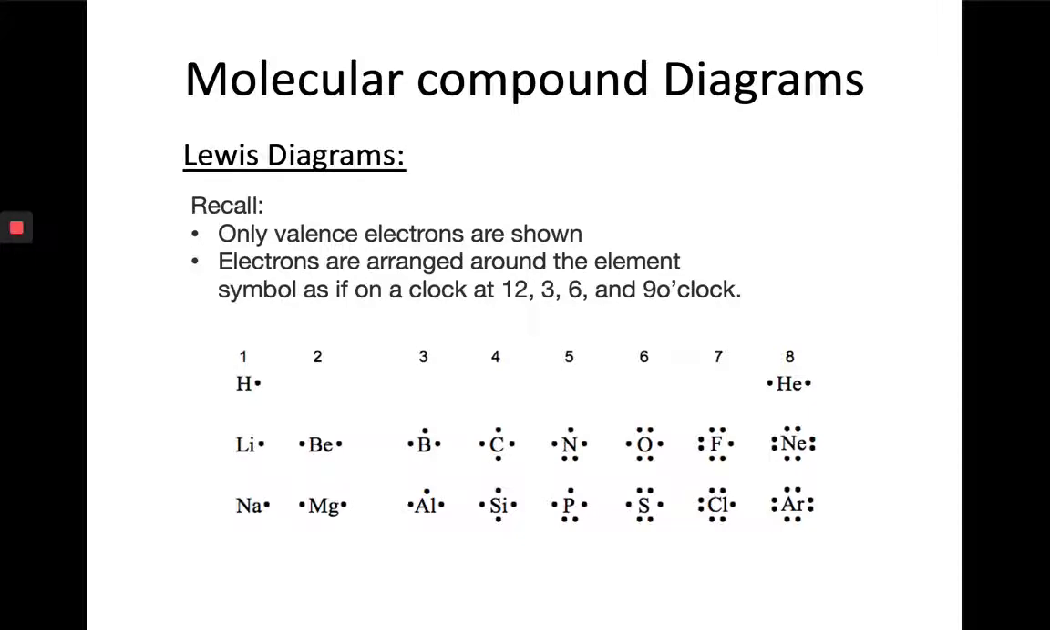Remembering that our Lewis diagrams only show our valence electrons, so our electrons in our outermost shell. The electrons are arranged around our element symbol as if on a clock, so at 12 o'clock, 3 o'clock, 6 o'clock, and 9 o'clock, and then we go through and fill in our second electron in pairs. So they'll end up looking something like this neon over here once they have a full shell.